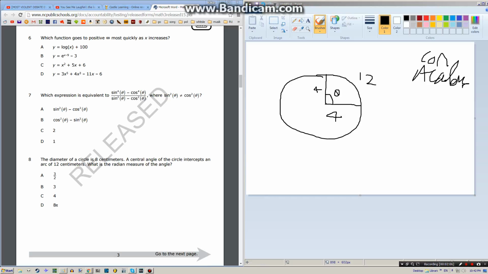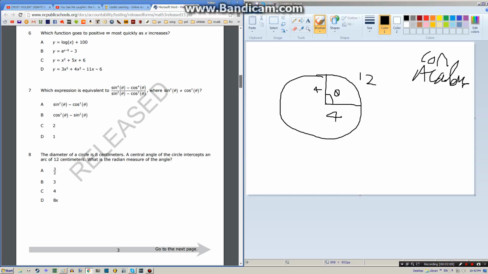Alright guys, I'm back. Number 8, here we go. The diameter of a circle is 8 centimeters. A central angle of the circle intercepts an arc of 12 centimeters. What is the radian measure of the angle? Here I have my circle. Since the diameter is 8, I cut that in half and gave it 4, since it's a central angle, which means it's in the center, so it would be half of 8. So you'd end up with 4.